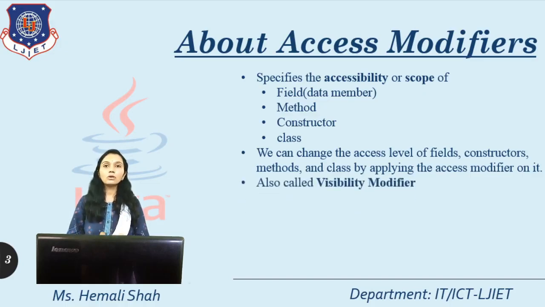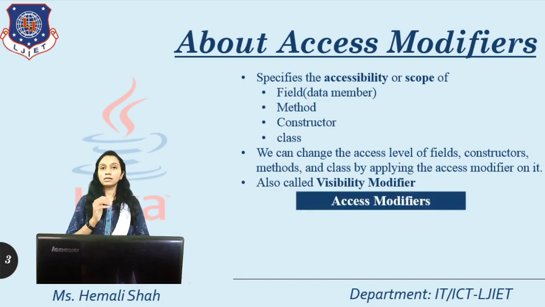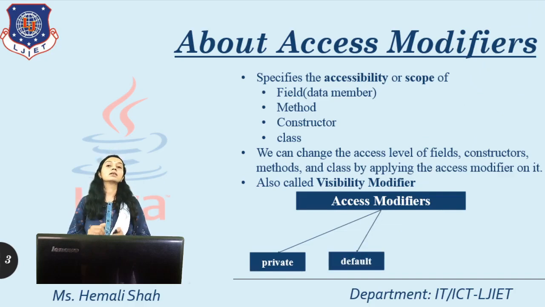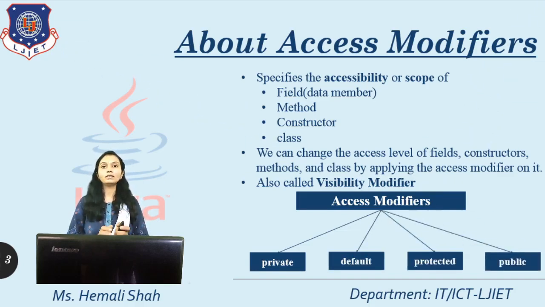Now this is also called the visibility modifiers. Private, public, protected, these are all also called visibility modifiers, meaning you can specify where this thing is visible. Right? Now four types of access modifiers are available in Java. First, private access modifier. Second, default access modifier. Third, protected access modifier, and the fourth one is public access modifier.